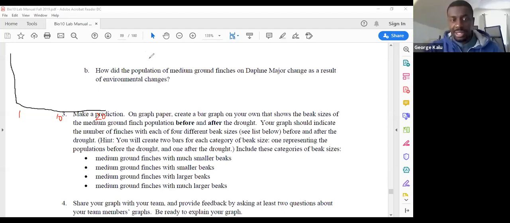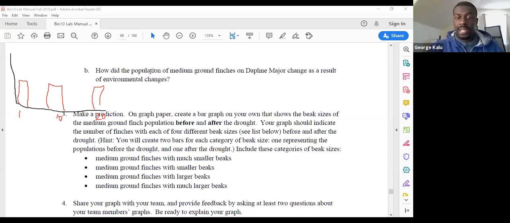Let's say before the drought, do we think we had probably an equal distribution of the beak sizes, or was it more one side versus another before the drought? Yeah, before the drought, it was probably about equal, right? There were going to be small seeds, medium seeds, and large seeds available. So there were going to be small beaks, medium beaks, and large beaks also available. So I'll put our before the drought in red here. There's about the same amounts for small beaks, medium beaks, and large beaks.